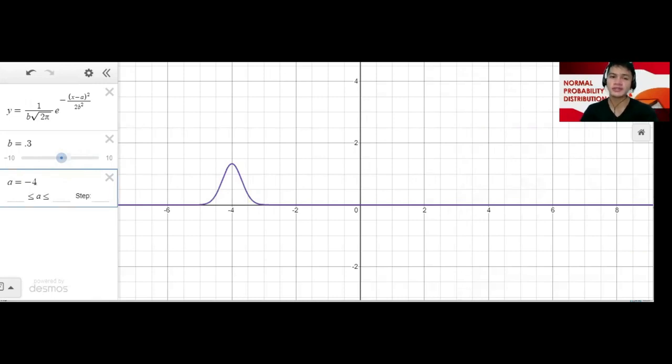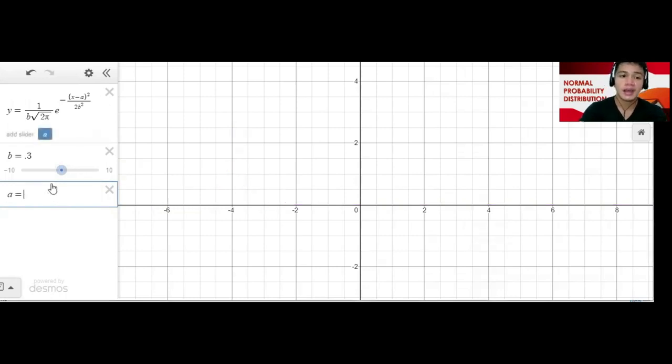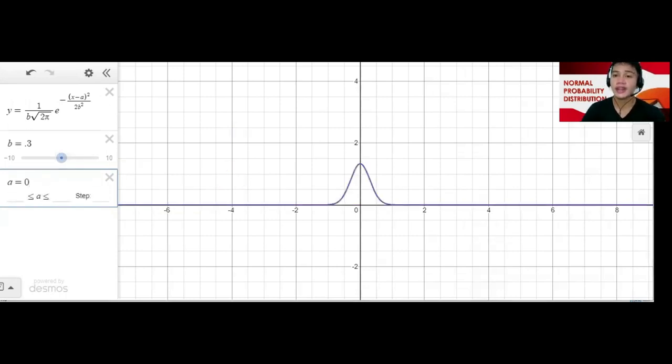How about our standard deviation? The standard deviation determines how wide or how thin the graph or the normal curve may look. It will determine the height and the width of the normal curve. When the standard deviation is large, the normal curve is short and wide. While if the value of the standard deviation is small, it will yield a thinner or taller graph.